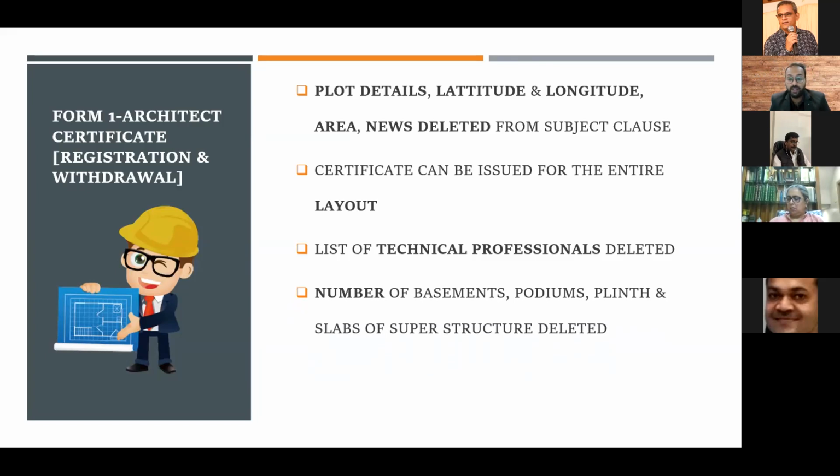Next is number of basements. Now this is an important change, because earlier we had to mention how many podiums, how many plinths, how many slabs of superstructure, all that has been deleted. Now the only thing he has to mention is the percentage, how much work has been done, what the status is as on the date of the certificate.